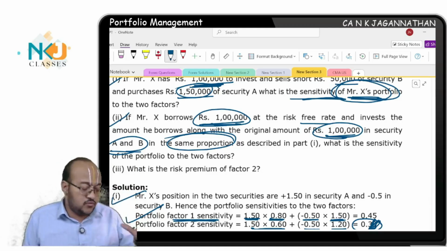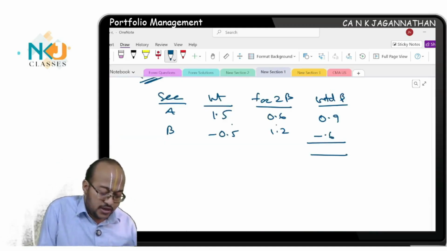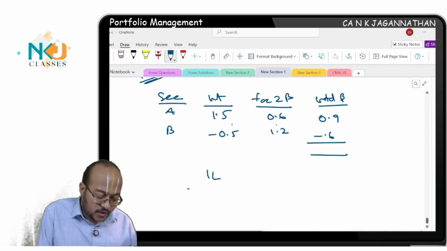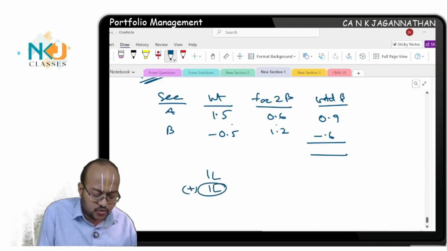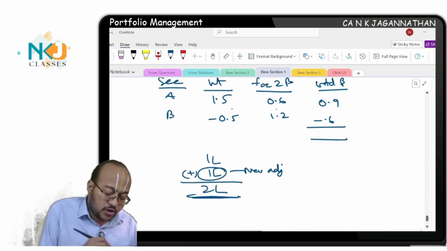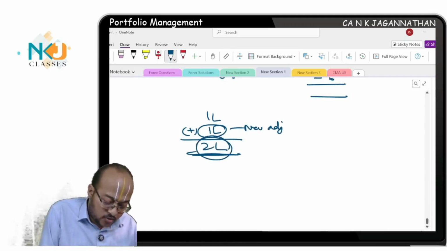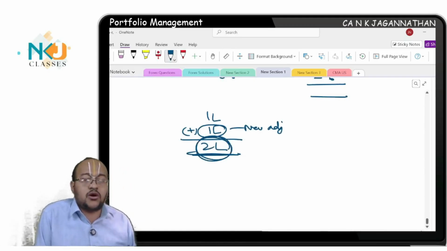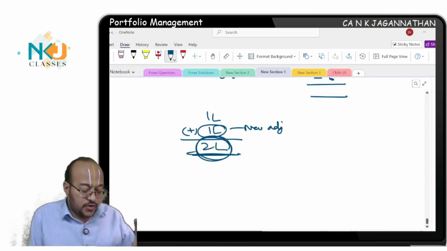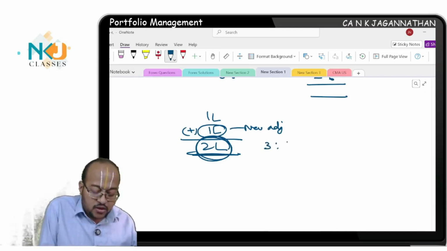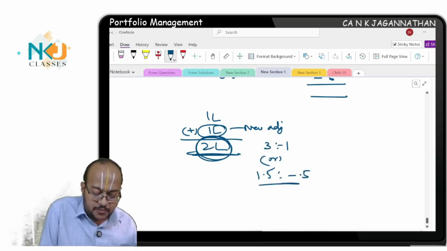Here, what is happening, I will tell you. Original amount you had 1 lakh, plus you borrow 1 lakh more. This is the new adjustment in part 2. Altogether 2 lakhs you will have as capital. What do you do? This 2 lakh rupees you invest in the same proportion. Already what we did, we did proportion 3 is to 1 or 3 is to minus 1, or 1.5 is to minus 0.5 was the proportion earlier.